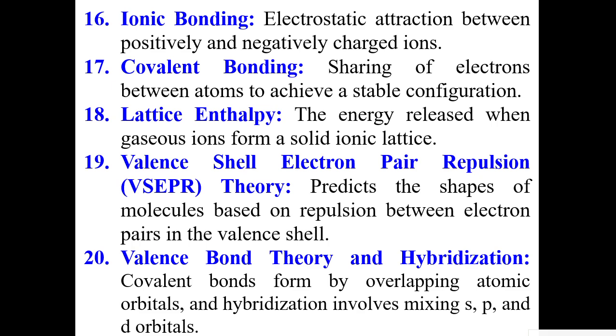Then valence bond theory and hybridization. Covalent bonds are formed by overlapping atomic orbitals. If an s orbital and a p orbital are there, they can overlap and become a hybridized orbital. Hybridization involves mixing of s, p, and d orbitals; complex orbitals will be formed. An s orbital, for example, is spherical. A p orbital is dumbbell shaped. If s and p are hybridized, it becomes different. That is called hybridization.